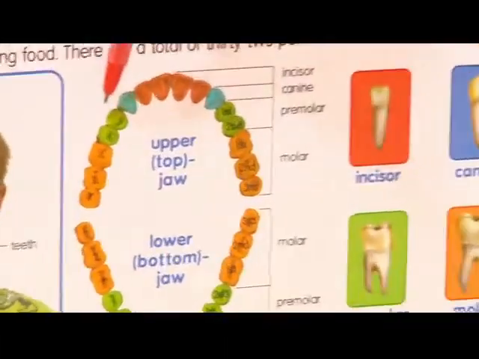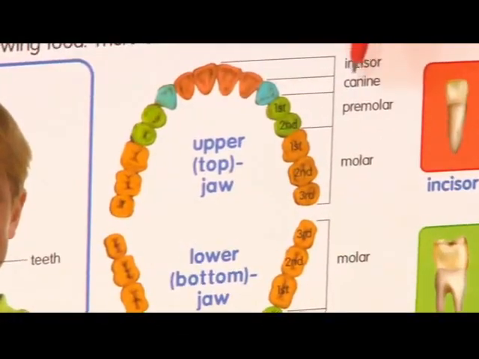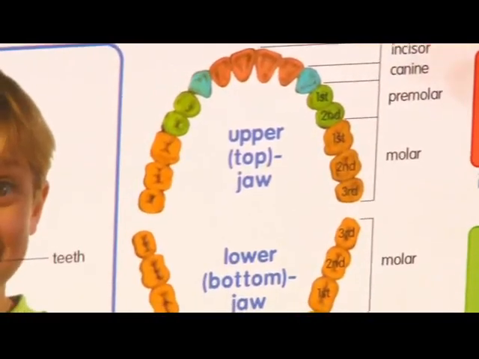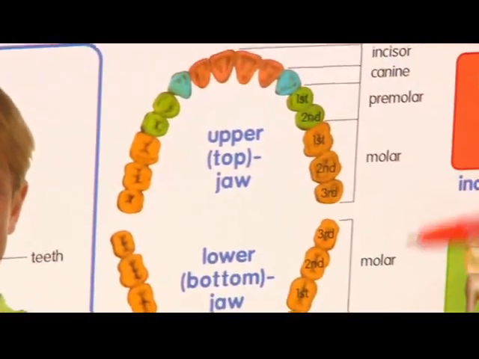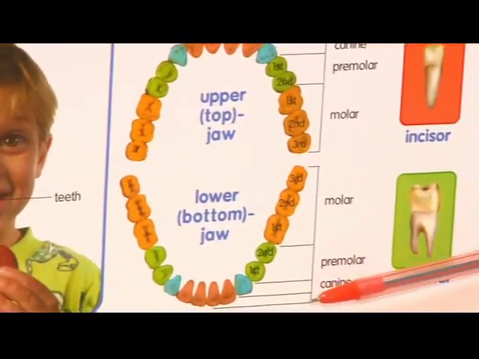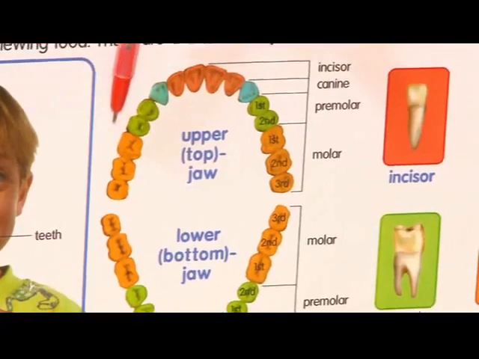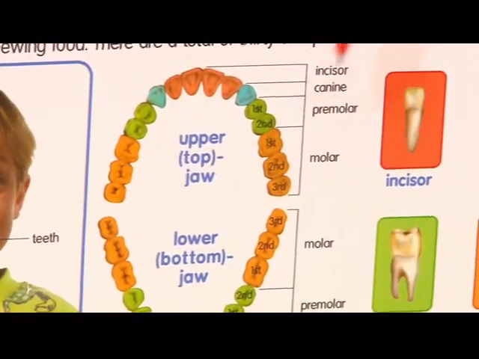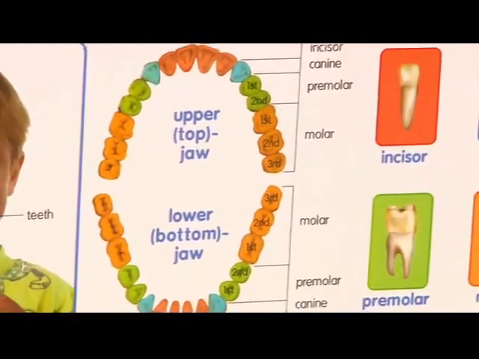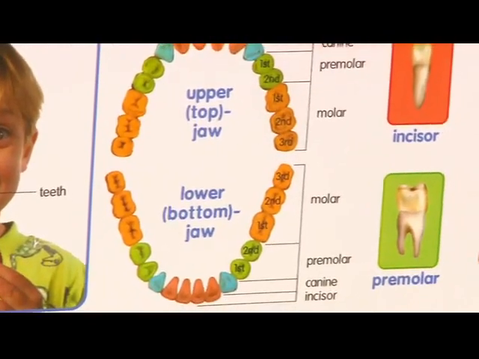They are 8 in number. We have 4 in the upper jaw and 4 in the lower jaw. That is, we have 2 on the left hand side and 2 on the right hand side for the upper jaw, making a total of 4.